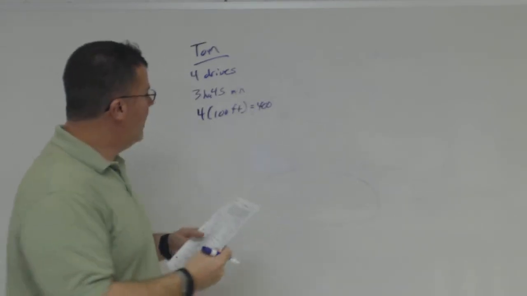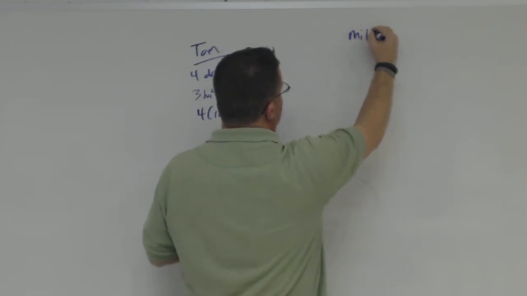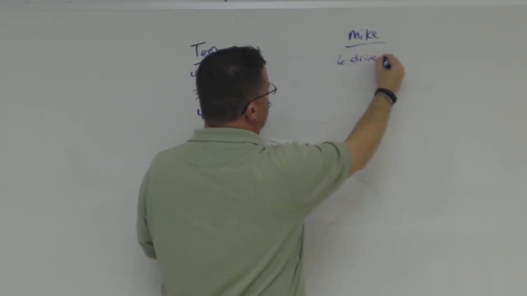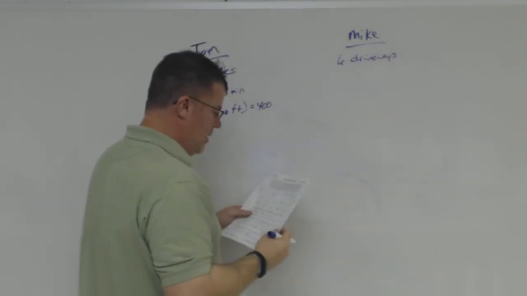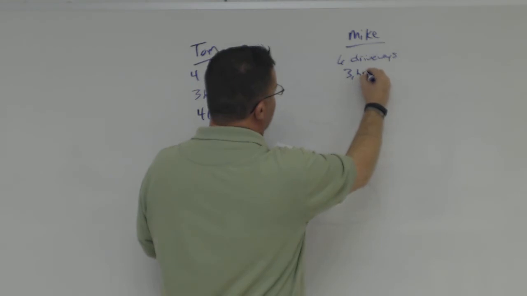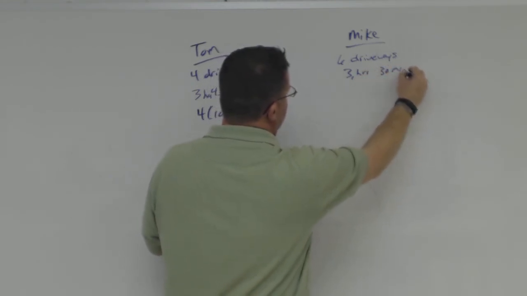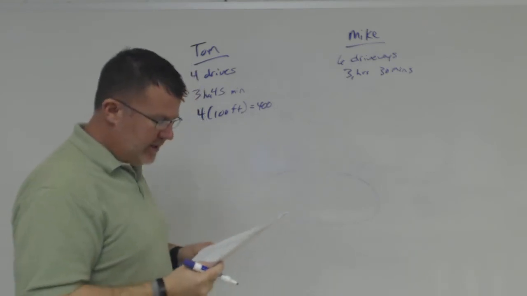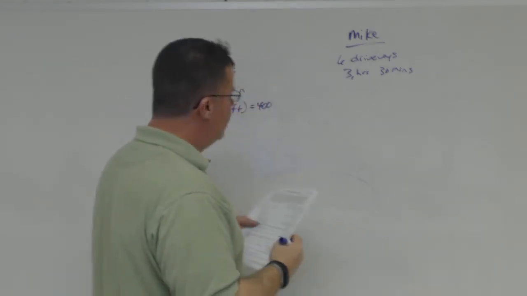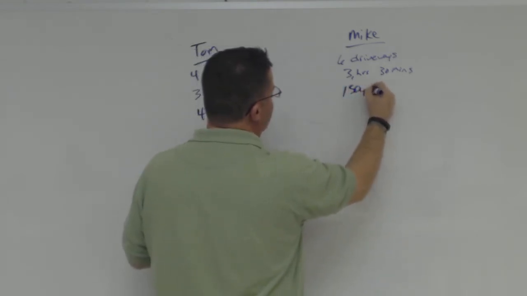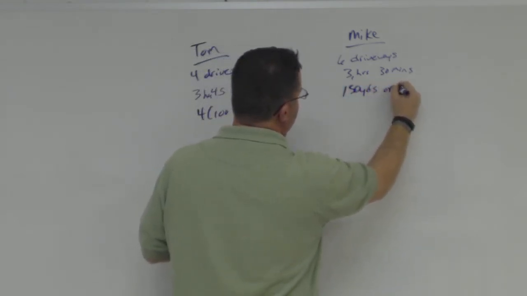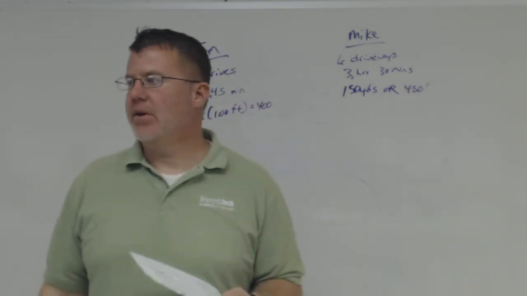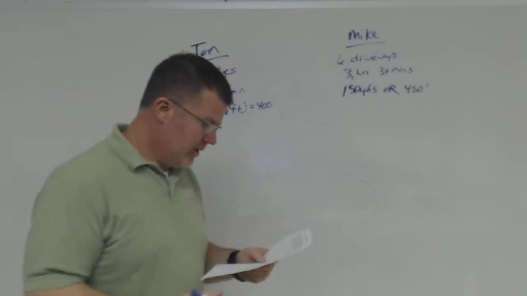So, Mike, on the other hand, Mike did 6 driveways. He did 2 more driveways. He did it in 3 hours, 30 minutes. And he did 150 yards, or 450 feet. Because how many feet are in a yard? 3. So 3 times 150 is 450.